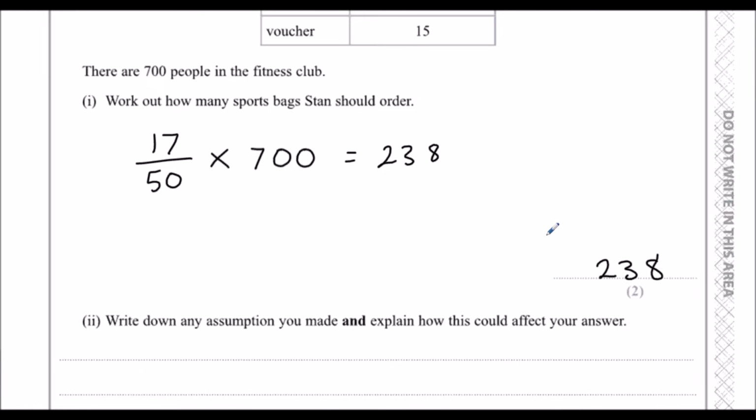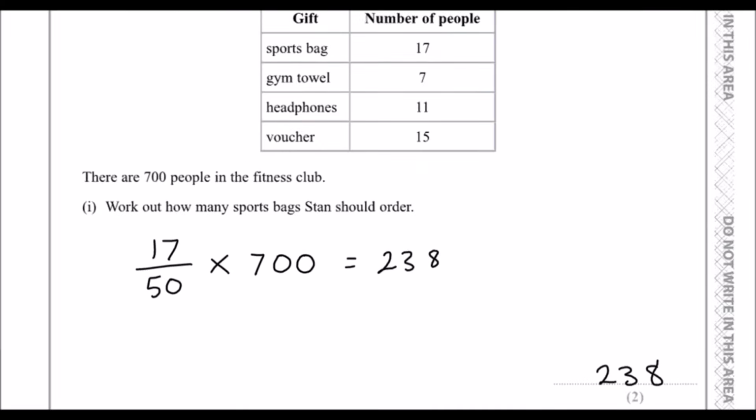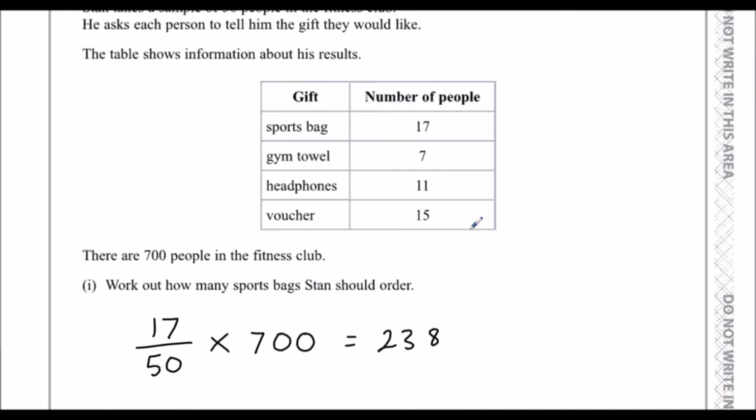Write down any assumption you made and explain how this could affect your answer. So we've assumed that this sample he took is representative of all of the people. So he didn't just choose young people or old people in the sample. The sample is representative of all the people in the club.